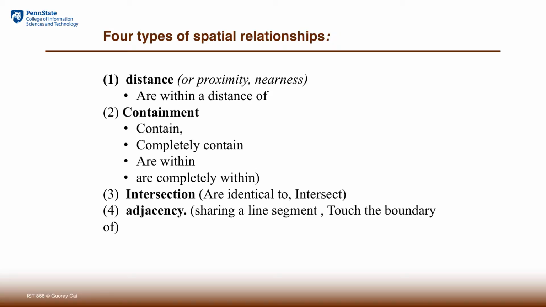One group of spatial relationships deals with distance or nearness. So for example, one of the choices is the target features are within a distance of the source feature. In that case, you can indicate the distance as a measure, for example, 1,000 feet or 2 miles. This is a kind of spatial relationship we can handle.